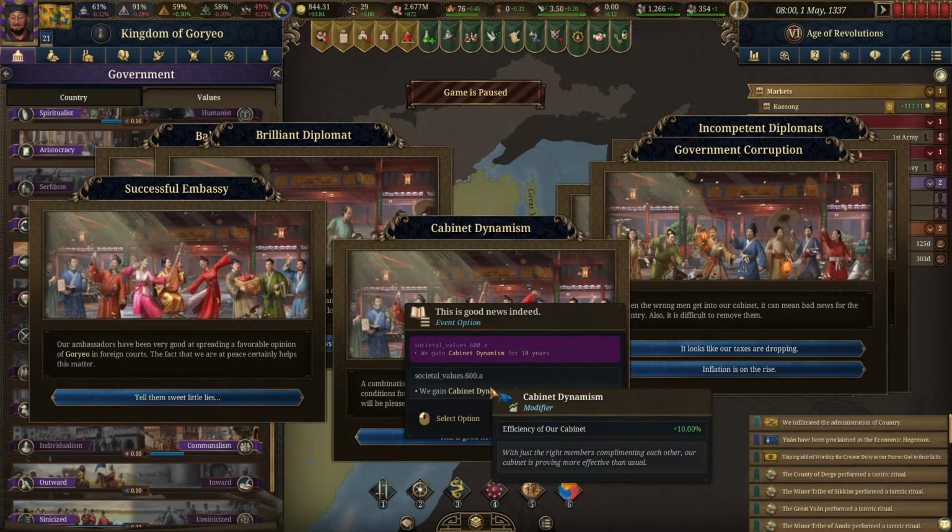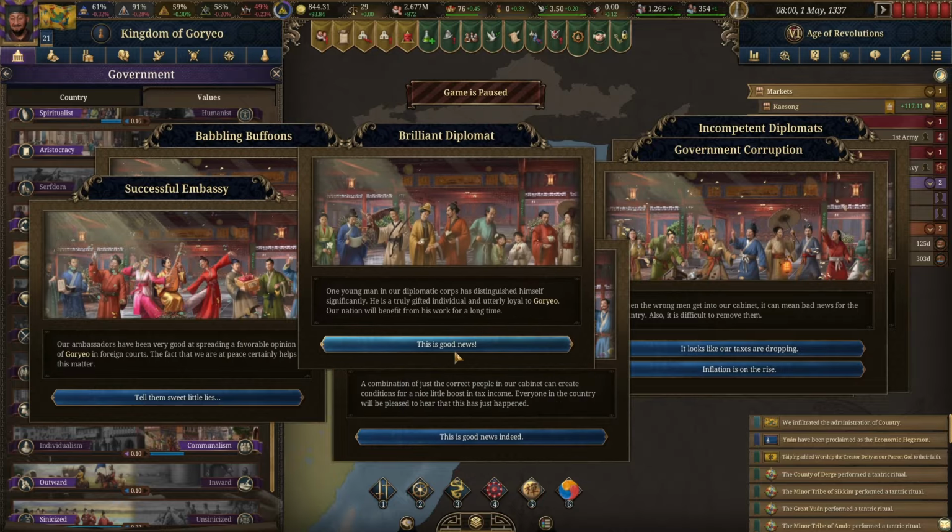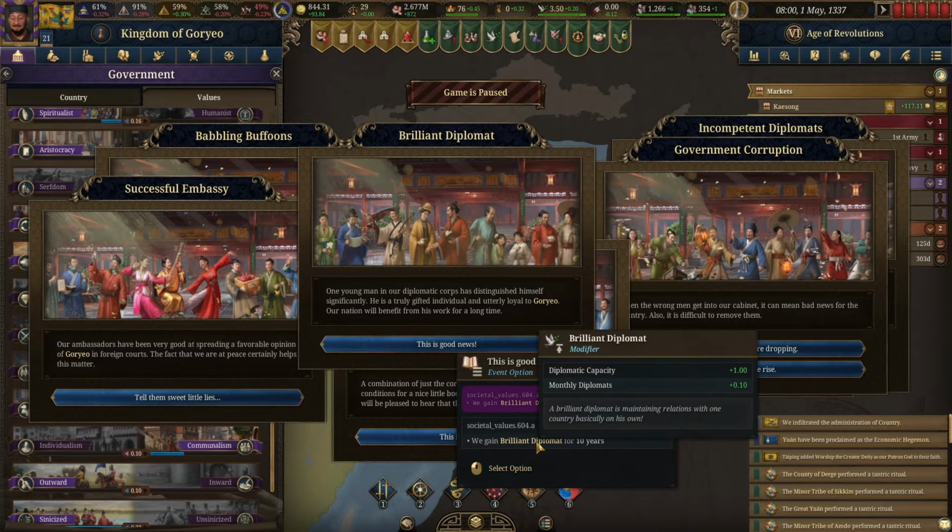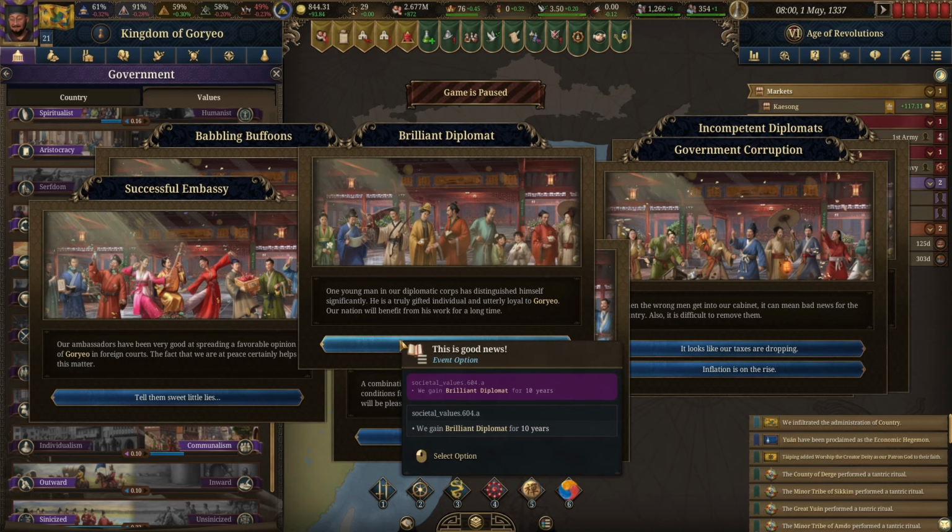They have a lot of good events. They have a lot of events revolving around diplomats. This Brilliant Diplomat, which increases your monthly diplomats by 0.1 and increases your diplomat capacity by 1.